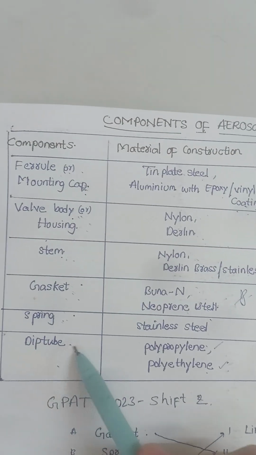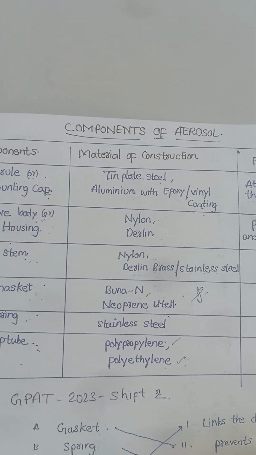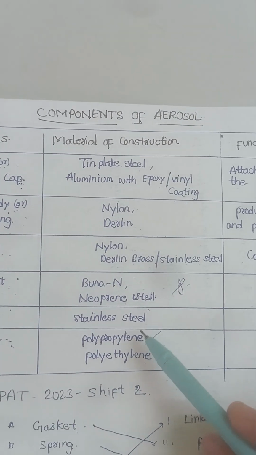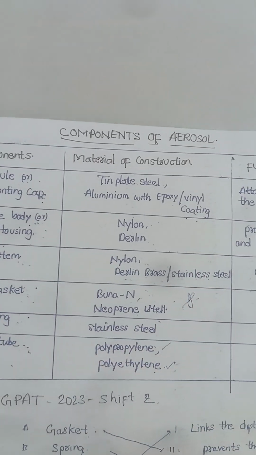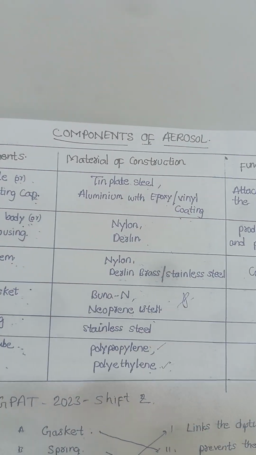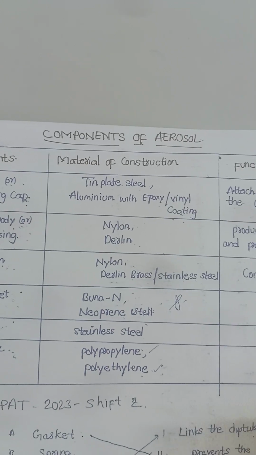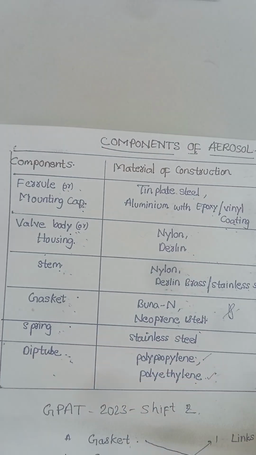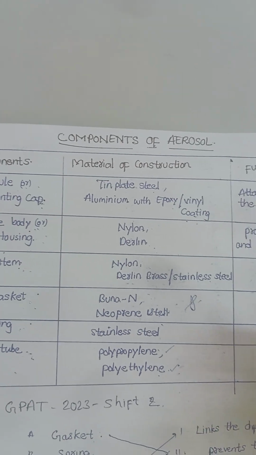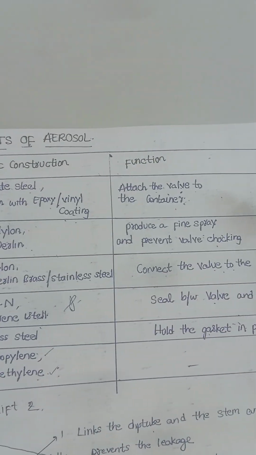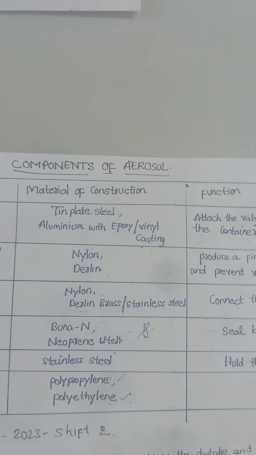And the last is your dip tube. Generally, dip tubes are made with plastic material, that is polypropylene and polyethylene. This tube helps to take the liquids or gases out of the container. So these are the different components of an aerosol container in pharmaceuticals or any other spray bottles, their materials of construction and their functions. A very important table for GPAT.